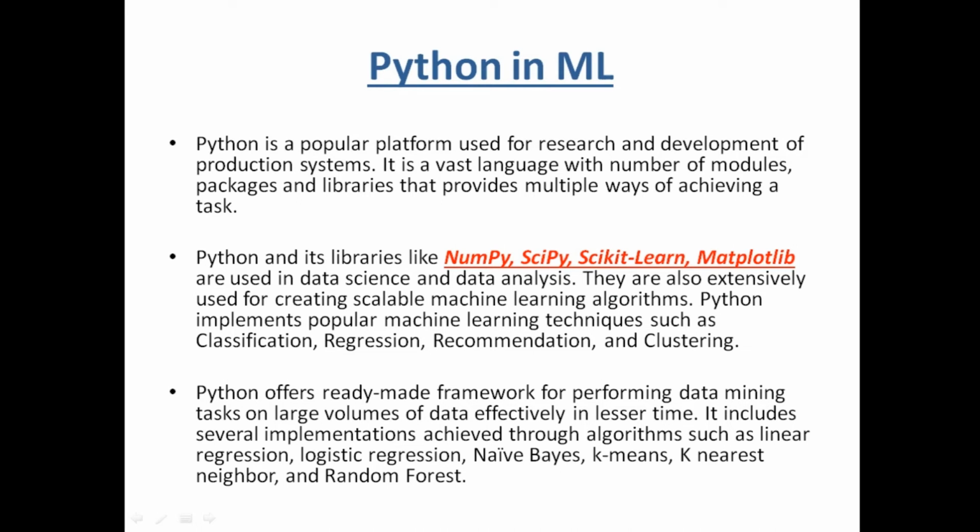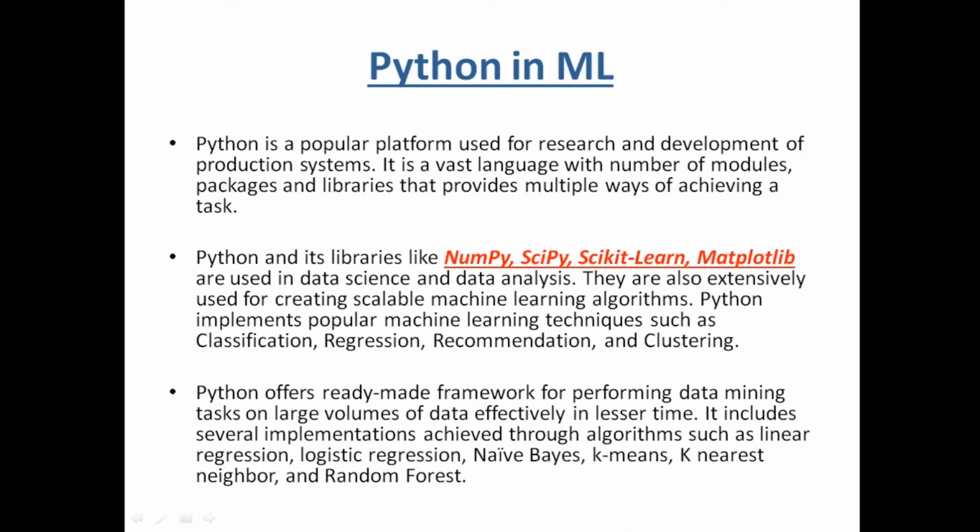So why are we using Python in machine learning? Because Python has libraries that enable developers to use optimized algorithms. It implements popular machine learning techniques such as recommendation, classification, and clustering. Actually, Python contains some libraries, modules, etc., which help us to do machine learning more efficiently and in an easier way.